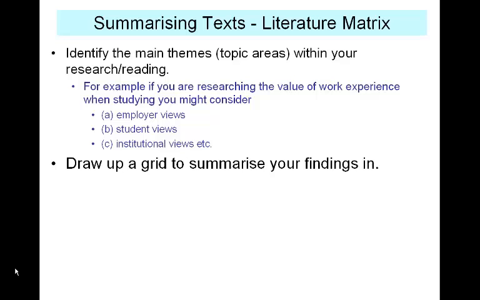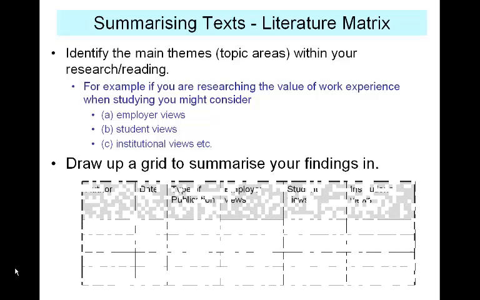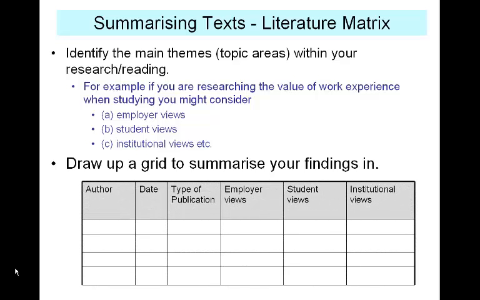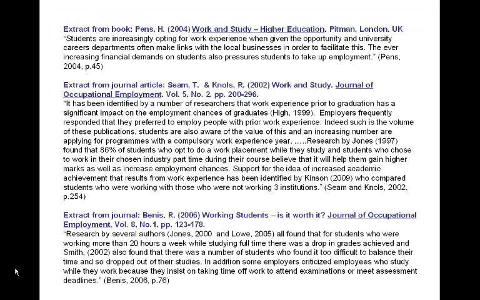Then you draw up a grid to summarise your findings. So here's an example of a grid. It has those three themes we've identified. It also has space for the author, the date, and the type of publication the information is taken from. So once you have your themes, you can draw up a grid to record the content of the literature.